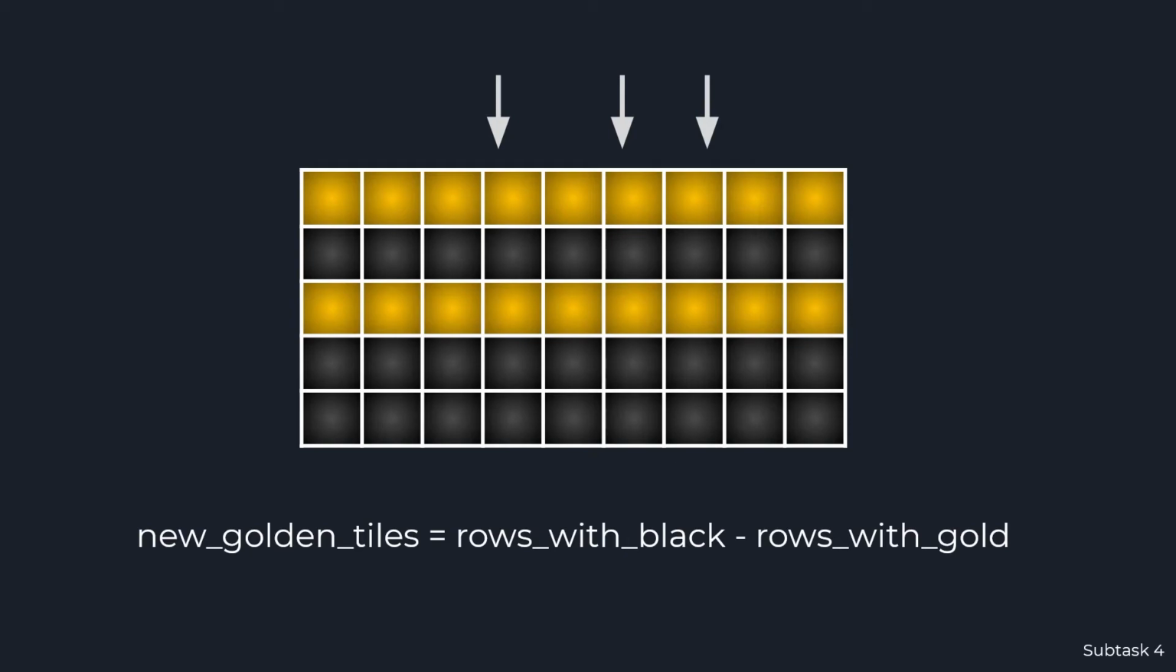So we can just add up the amount of golden tiles that were generated by painting over the rows, and we can use this formula to simulate the painting of the columns to get the final amount of golden tiles inside the canvas. So now let's move on to implementing that.